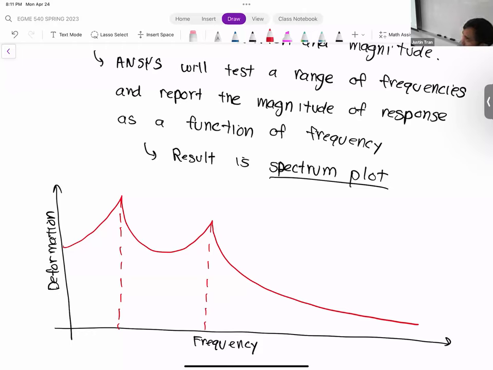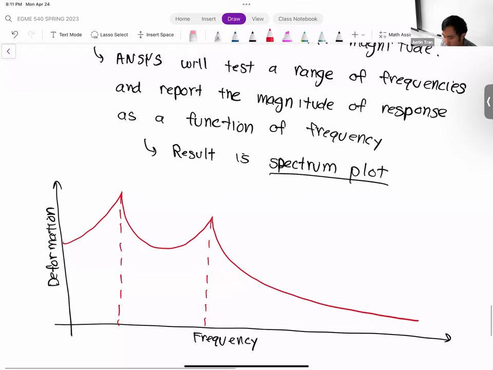I guess it's shown in a vibrations class, but it's probably where I saw most of these plots were actually in signal processing, because I took some classes in that in college. But when you talk about resonance and vibrations, a spectrum plot is something that's really key. Because, like I mentioned, ANSYS is going to vibrate your structure at different frequencies, and it's going to tell you what the magnitude of the response is going to be.